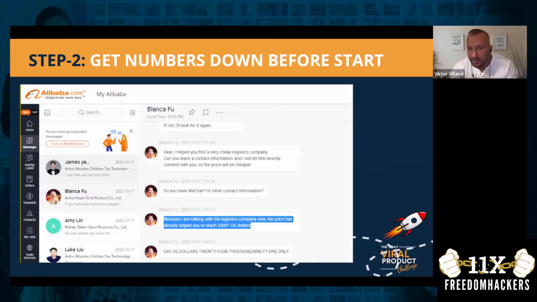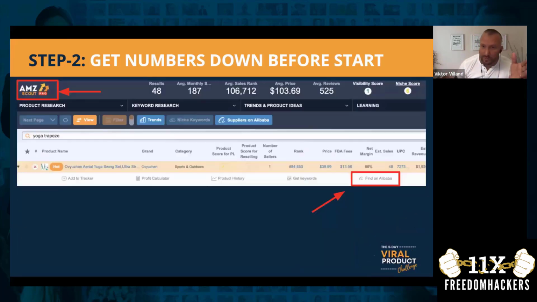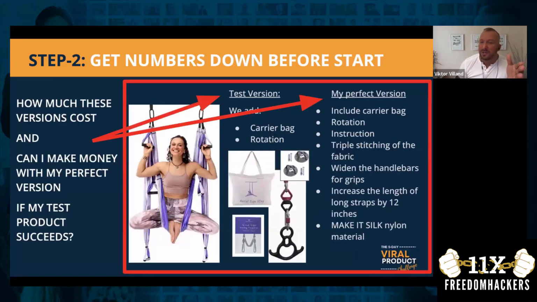Now, for that, they also need to know exactly what you want to change. Remember, we have this research made here, right? We know our perfect version, so we're going to tell them exactly what we need. And it's better if you make a PDF or document where you write everything down.